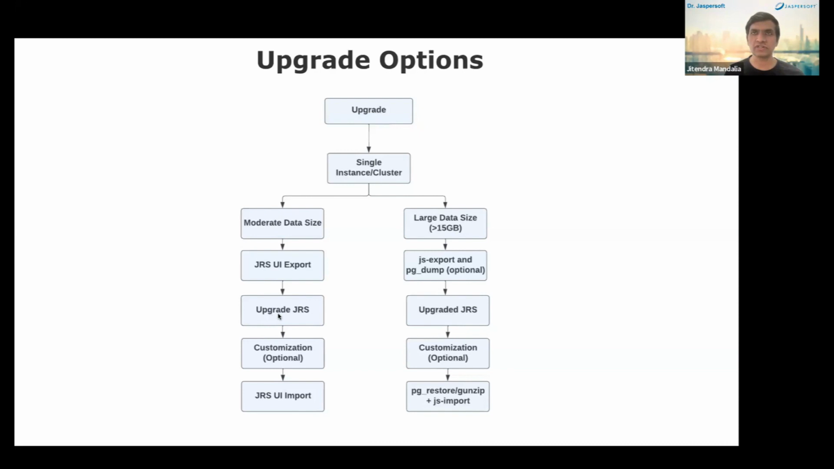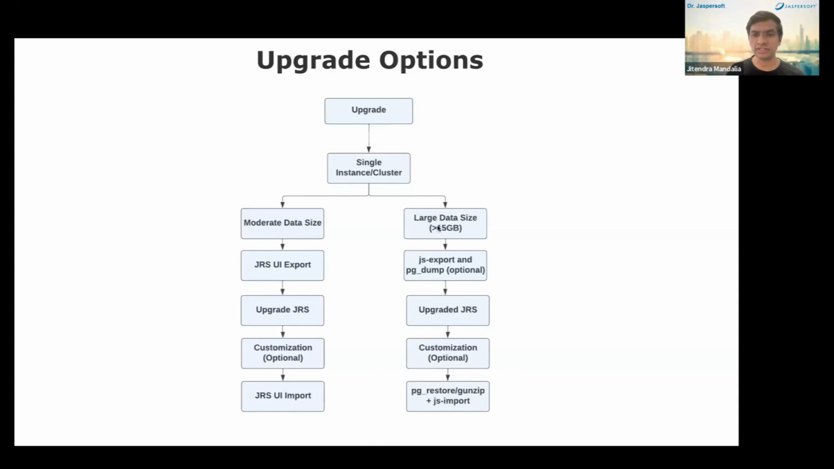Then upgrade the JRS, in the sense that you need to install your newer version on AWS. Let's say right now you are on 8.11 and you are going to 8.2.0, then you need to install or launch the 8.2.0 version separately on AWS. Then you need to import all your resources. And before that, if there is any customization, you need to do the customization the way we saw, right? There are two options, either manual or the S3 bucket one. So that's the way in the case of a moderate data size scenario.